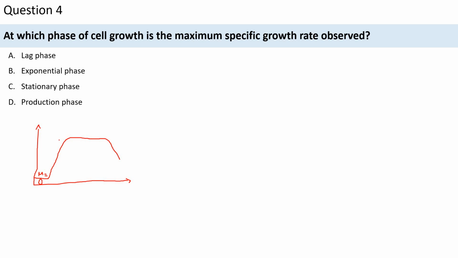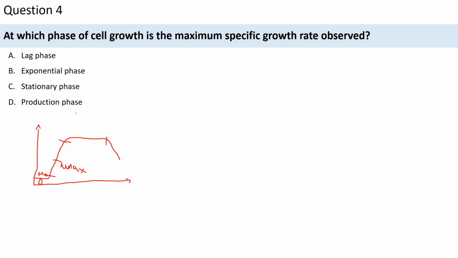Then comes the exponential phase, where the cells grow exponentially. Here the maximum specific growth rate will be reached, that is equal to mu max. Once the exponential phase is over, it reaches the stationary phase, where cell growth will be there and cell death will also start. But here the rate of cell production is equal to the rate of cell death.